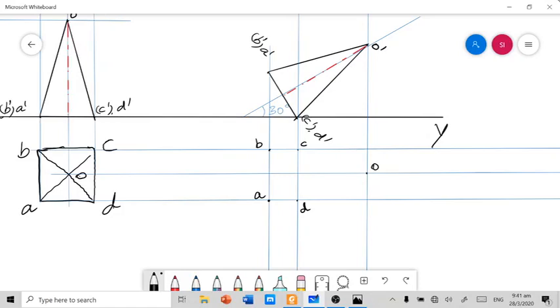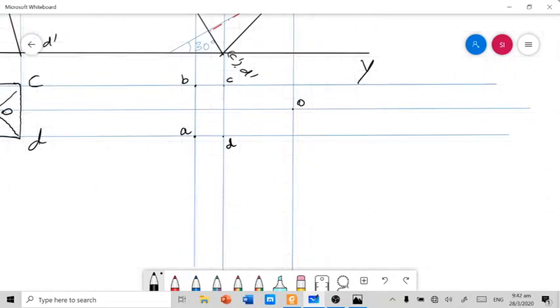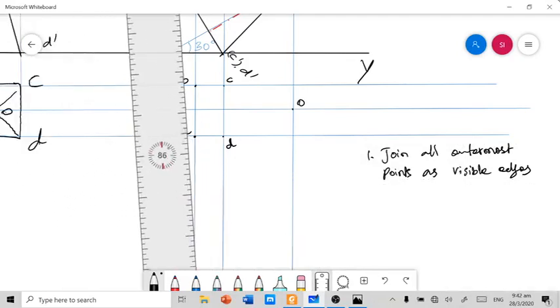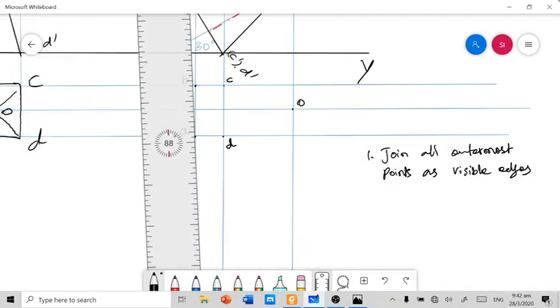The corners of the solid can be joined as per the rule followed in the previous problem. As per the known rule, first you have to join all outermost points as visible edges. So by this rule, I need to join all the outermost points as visible edges.